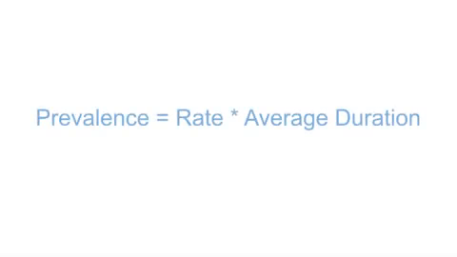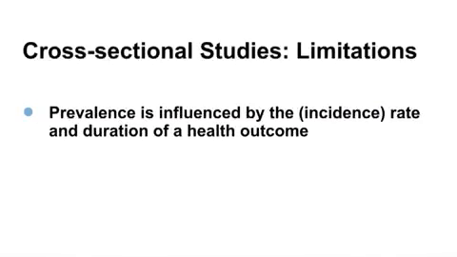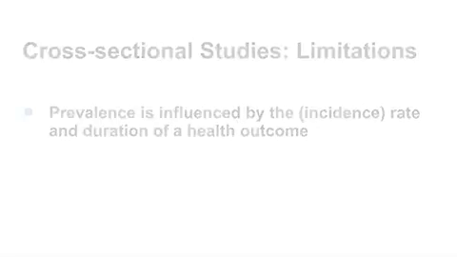It is important to recall from a previous lecture that under steady-state conditions, prevalence equals rate times average duration of the disease or health outcome. Note that there are some limitations of cross-sectional studies. For instance, the prevalence is influenced by the rate and duration of the health outcome. For example, persons who survive longer with a health outcome or disease will be more likely to be counted in the numerator of a prevalence proportion. Short-term survivors are not as likely to be counted, as they are, by definition, around for a shorter time.